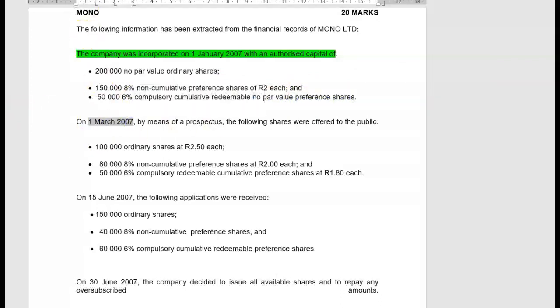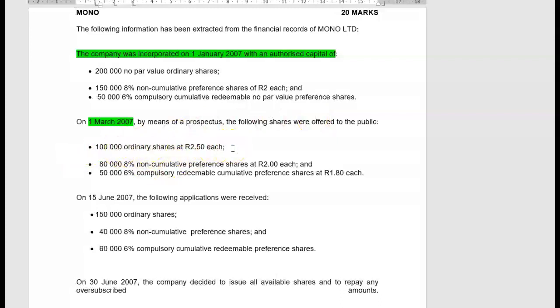On 1 March 2007, 3 months down the line, by means of a prospectus, the following shares were offered to the public. So this is the first share issue. Incorporated means that is the date when the company started. There was issued in the prospectus an offer for 100,000 ordinary shares of R2.50 each.